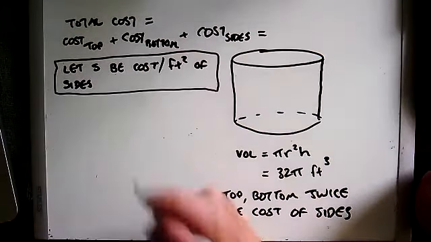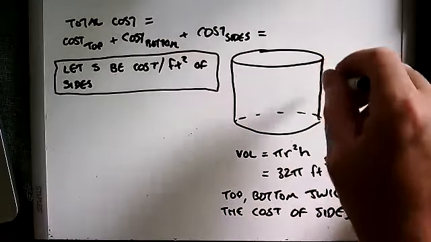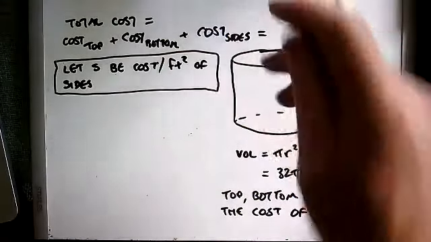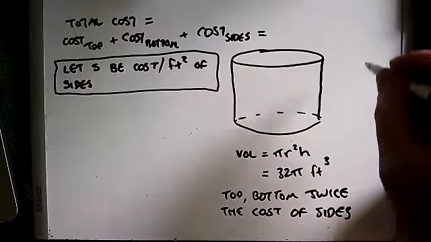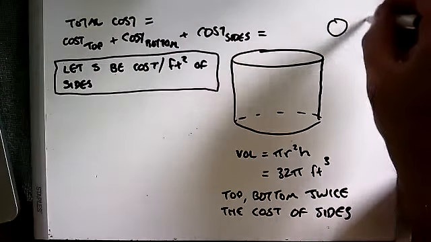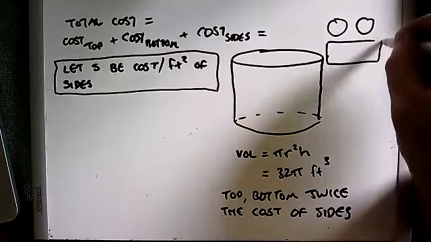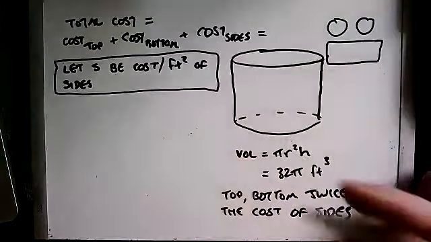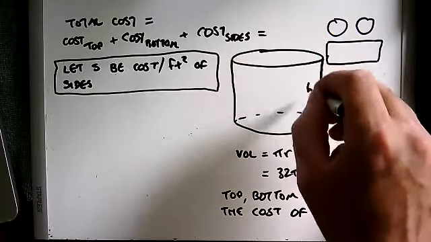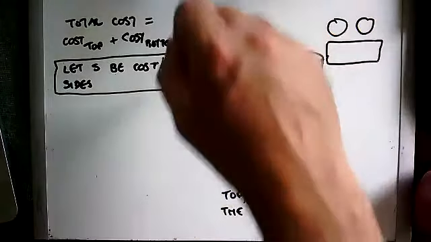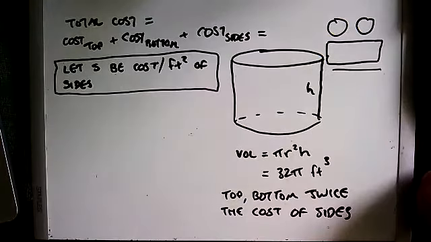So if S is the cost per square foot of the sides, well, how are we going to build the sides? If we unwrap that cylinder, it's going to be a rectangle, right? We're going to end up with two circles, not to scale, the top and the bottom, and then a rectangle. And if we unrolled that rectangle, the height would be whatever h is, the height of the cylinder. And then the circumference of the cylinder is going to be how wide that is.